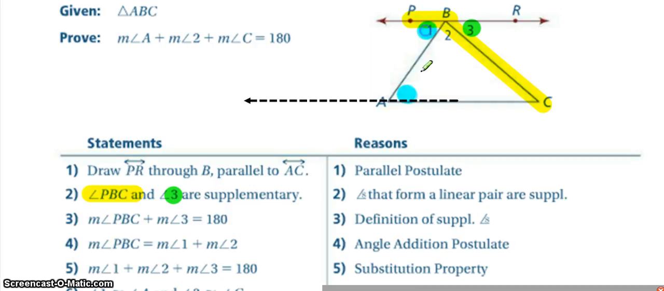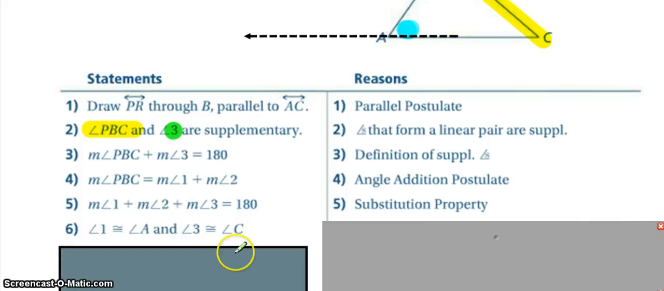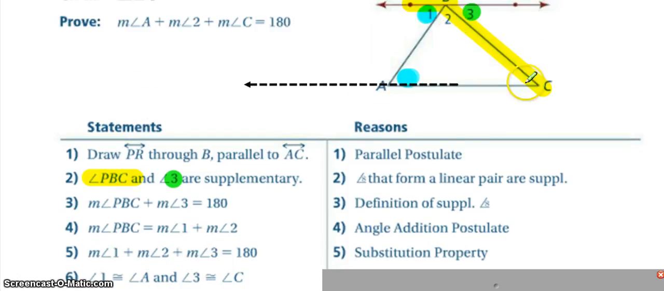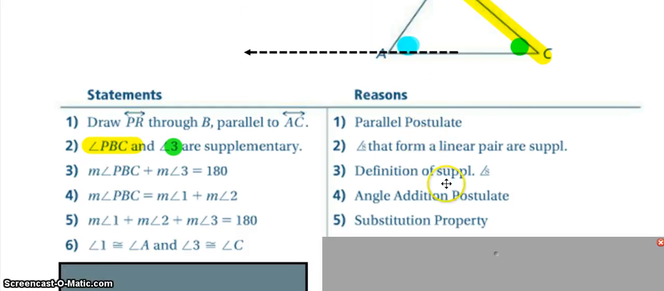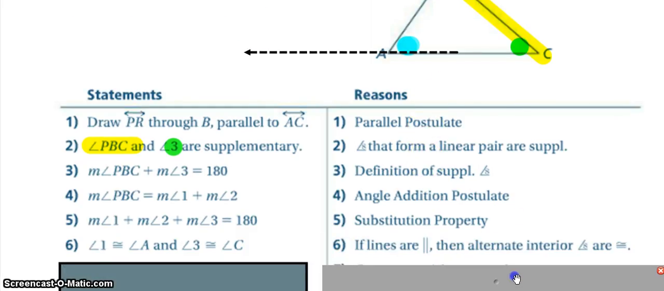Why would these be the same? Because they are alternate interior angles. We know that alternate interior angles of parallel lines are always congruent. So we can say that 1 is equal to A, and 3 likewise would be equal to angle C, which would be right down in here, your angle C on the inside. Again, that is because if lines are parallel, then alternate interior angles are congruent.